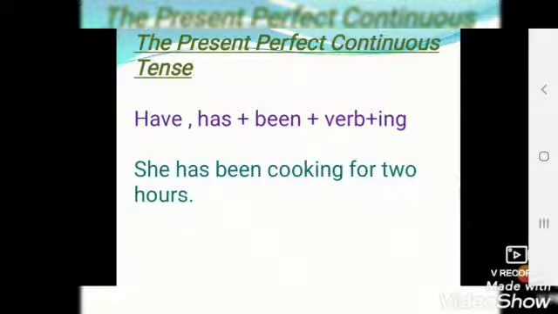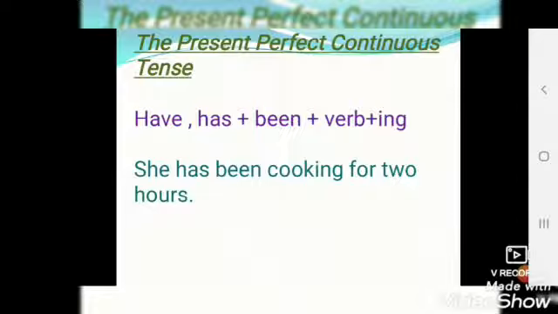Now we are going to talk about the present perfect continuous. Its form is have, has, been plus verb plus ing. She has been cooking for 2 hours. You must take care of the similarity in the form between the present perfect and the present perfect continuous.